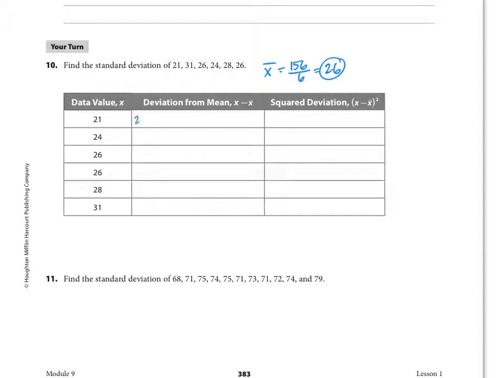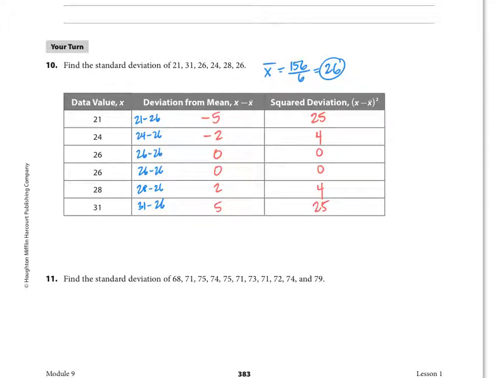So what I'm doing is I'm doing 21. That's my first data value minus the mean. 24 minus the mean. 26 minus the mean. 26 minus the mean, and you get the point. I do this to every single one. So I'm going to work these out. After that, when I get my differences here, I'm going to square each of those and get them here. Okay, so what's going to pop up here in a few seconds.